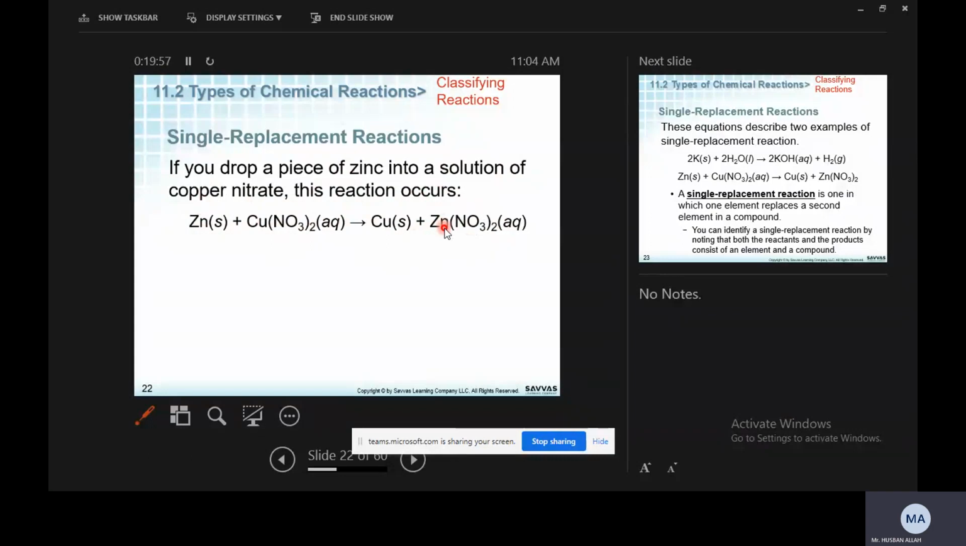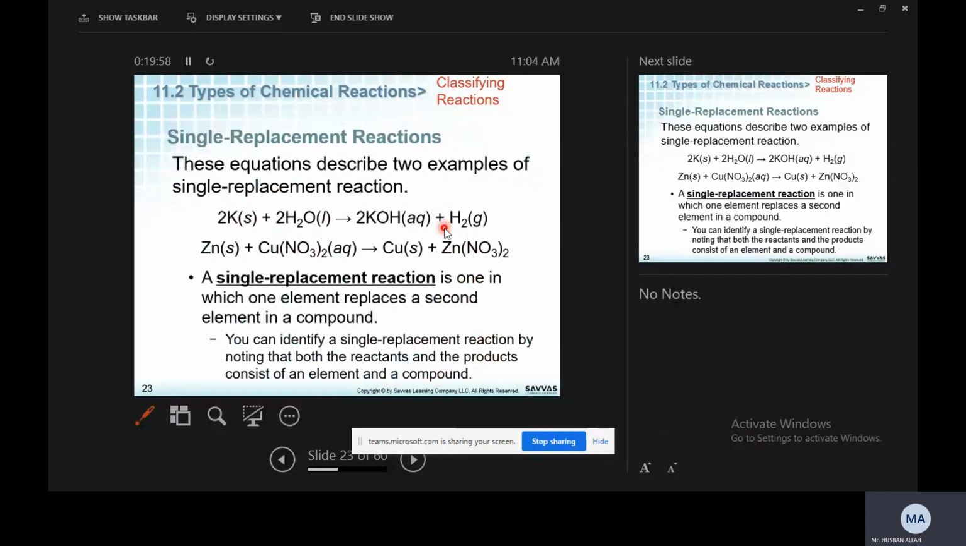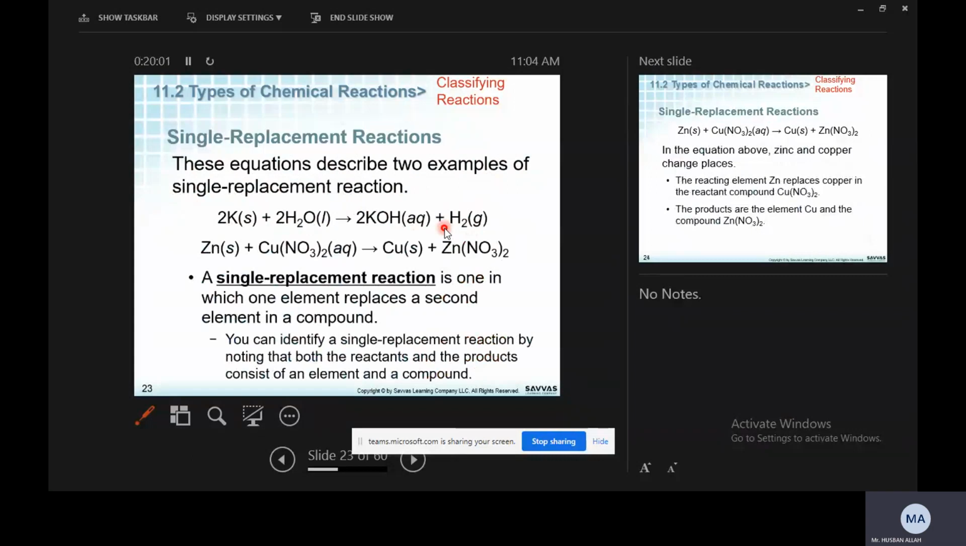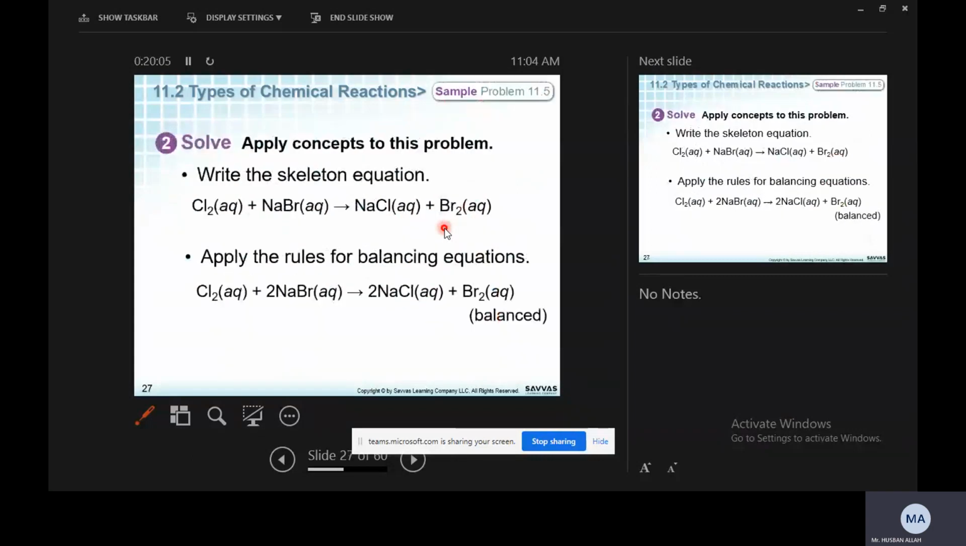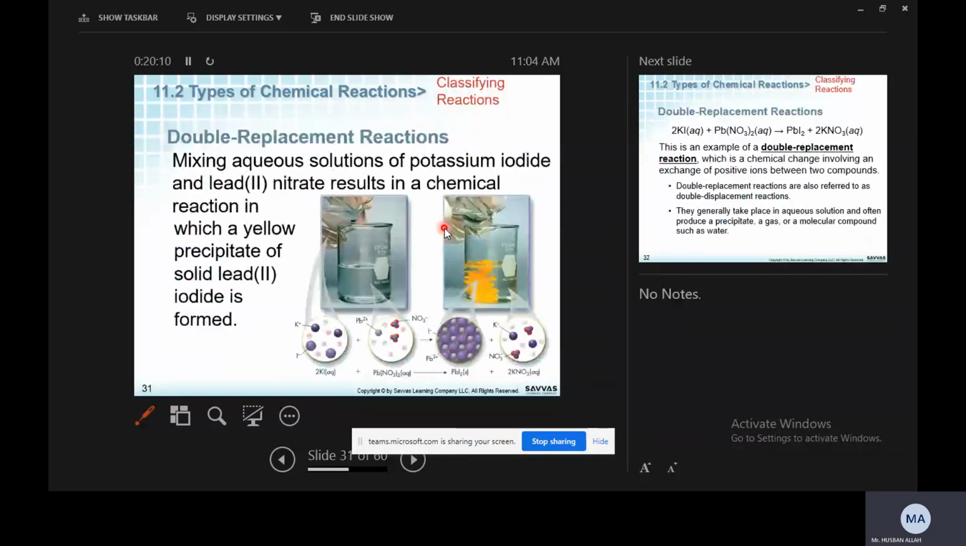Okay. When the two students come, they will go. Okay. Next we have another example. Next we have double replacement reaction. This one is easier. Double is easier, right?